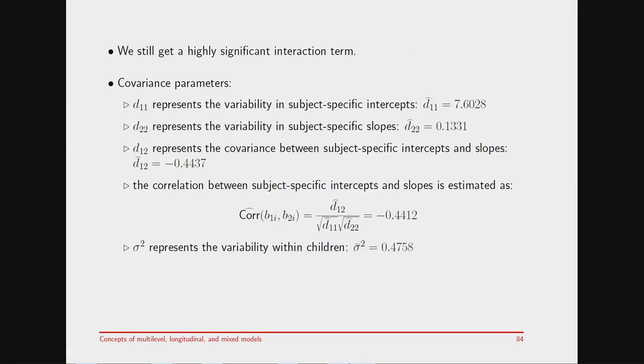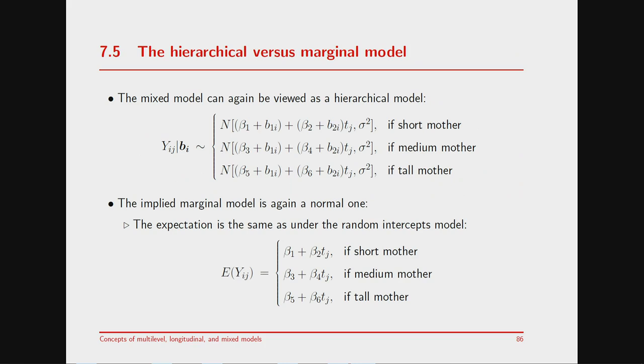So to check that, we again go through the calculations where we start from the hierarchical model and then derive from the hierarchical model what is the marginal model, because that's what tells us what is the variance structure that we're assuming and what is the covariance structure that we're assuming. So the hierarchical model is now the following one.